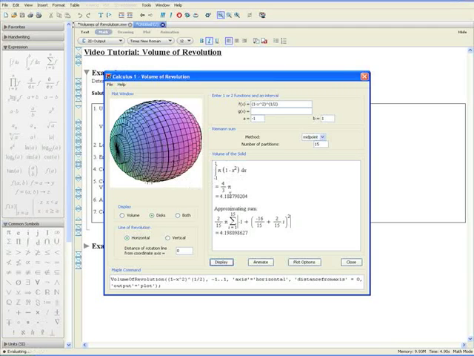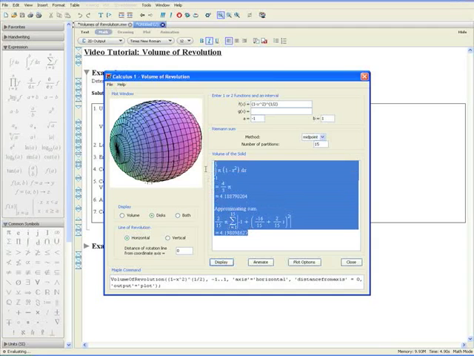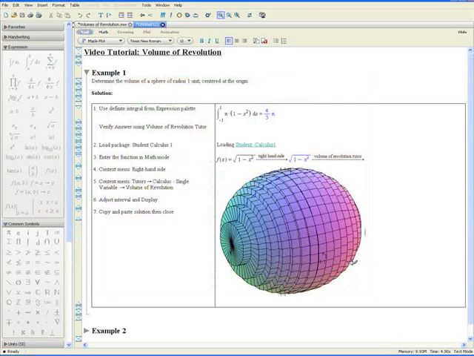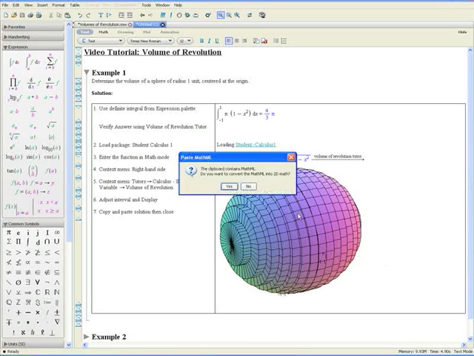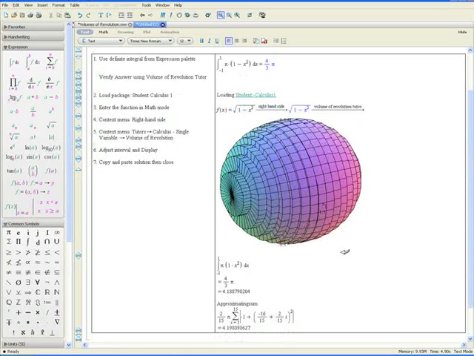Here's the exact volume given over here, which is just 4 over 3 pi. The definite integral is also calculated in its entirety, and the Volume of Revolution tutor also gives you the approximate sum by summing 15 disks, and it gives you a volume which is quite close to 4 over 3 pi. Simply highlight this output, press Ctrl C to copy, and close, go on the line below, and paste. And just click yes, and there's a full solution to determine the volume of a sphere.